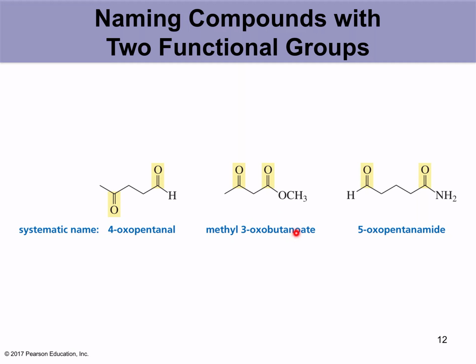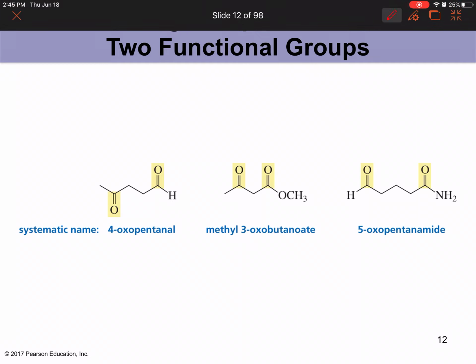And then this one is an ester. Okay. So this is the alkyl group on the ester, so this would be methyl. You first name the methyl, and then 1, 2, 3, 4 carbons long. On the third carbon there is an oxo group, so it would be 3-oxo. The third carbon, 1, 2, 3, 4. So methyl 3-oxobutanoate. Ester ends in -oate. Methyl is this methyl. 3-oxobutanoate.